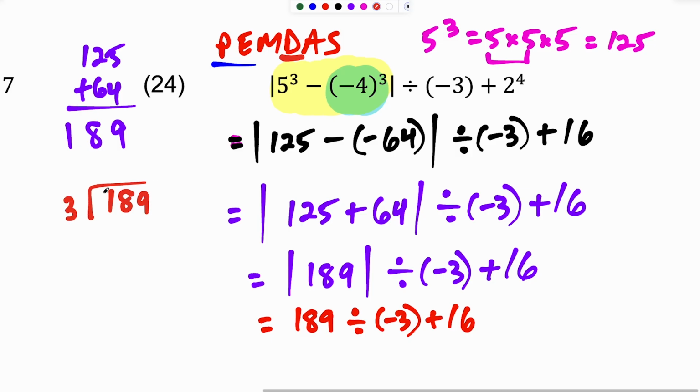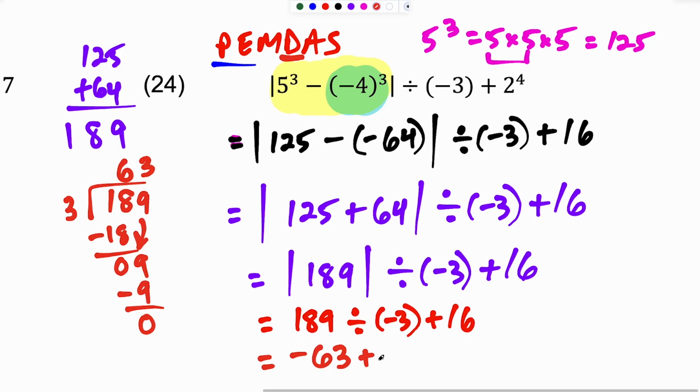3 doesn't go into 1 because 1 is too small. 3 goes into 18 though 6 times. 6 times 3 is 18, so this divides evenly. Then we carry down the 9, and 9 divided by 3 is 3, and 3 times 3 is 9, so we get no remainder. In the next line, we just have to be careful. We have a positive divided by a negative, so we're going to have negative 63, and then plus 16.